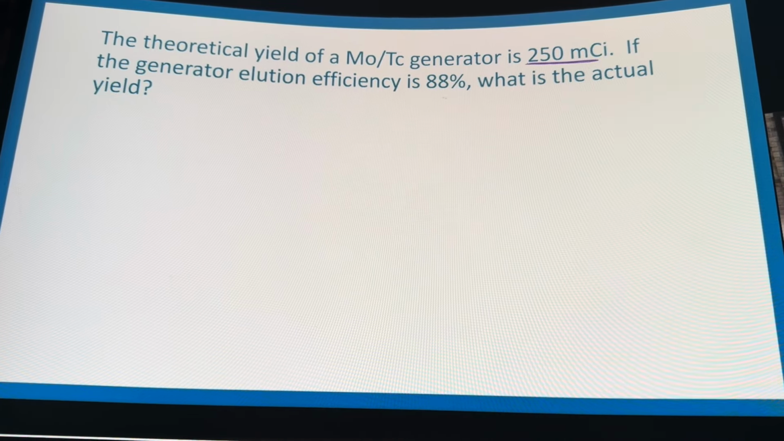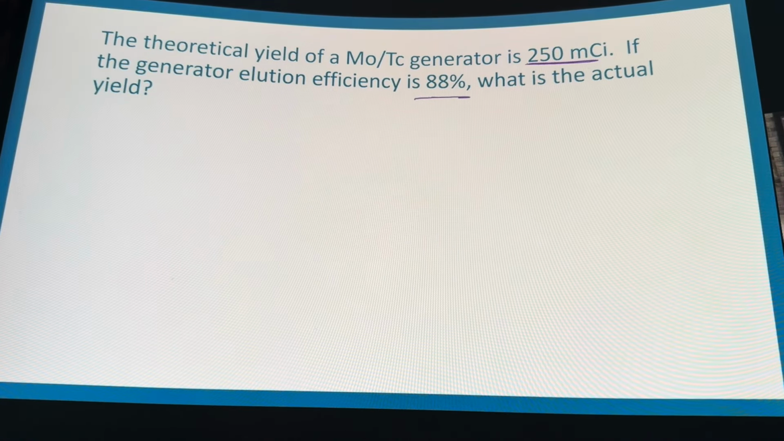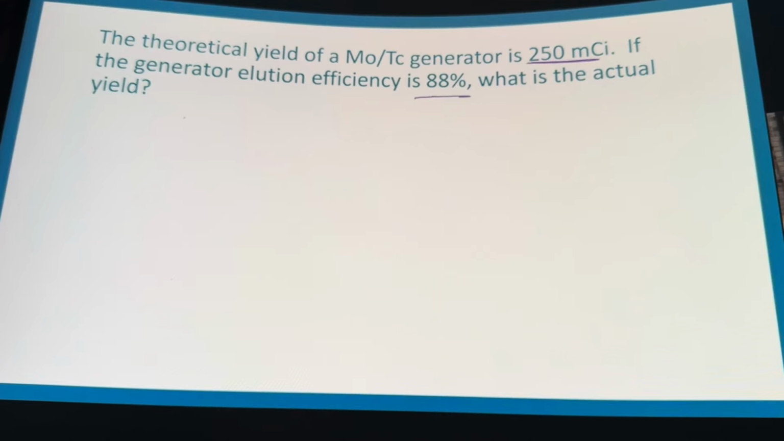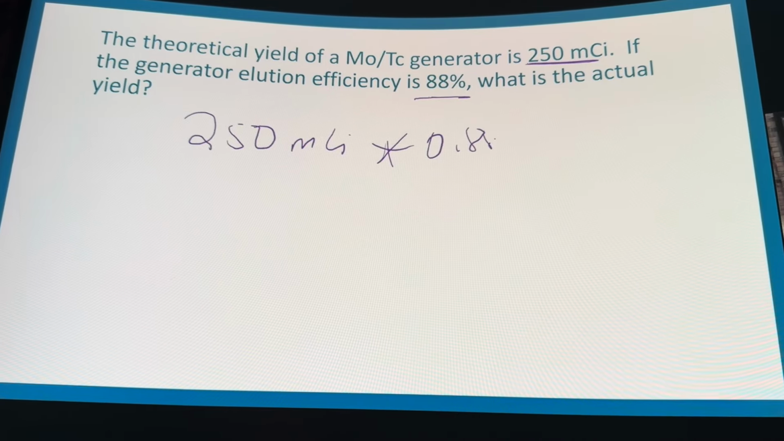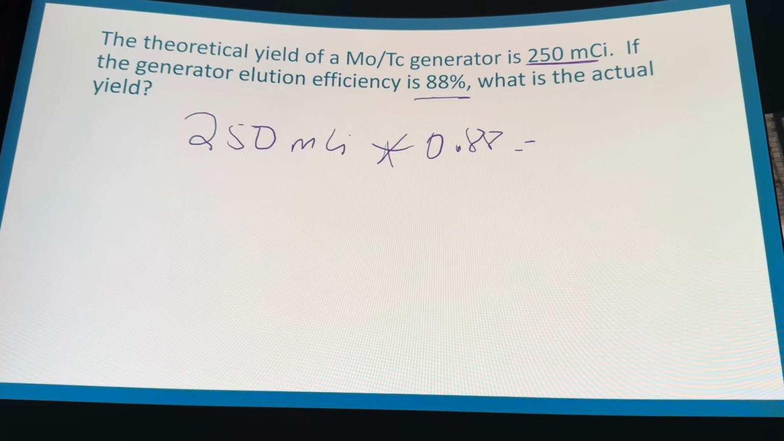Generator: my elution efficiency is 88%. What is my actual yield? 250 millicuries times 0.88. And we know it's going to be smaller, because you're not going to get more activity out than what you think is in there.